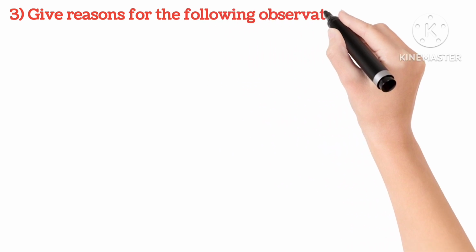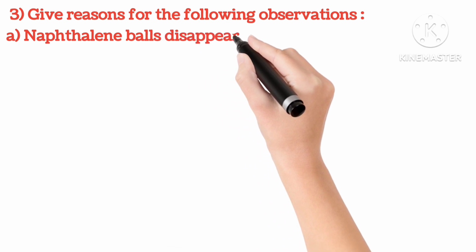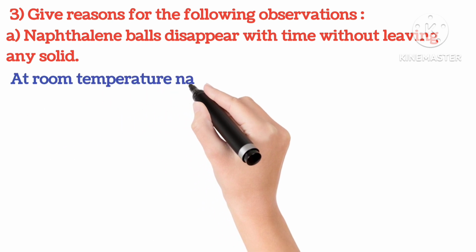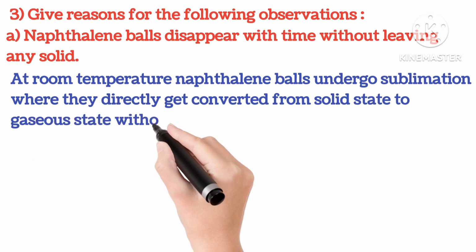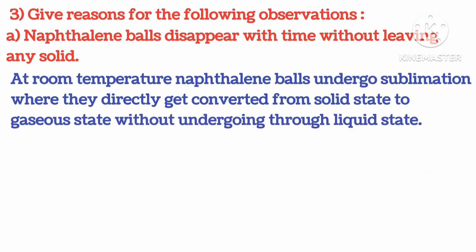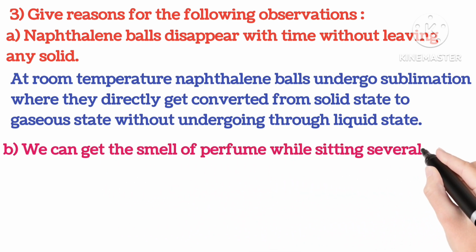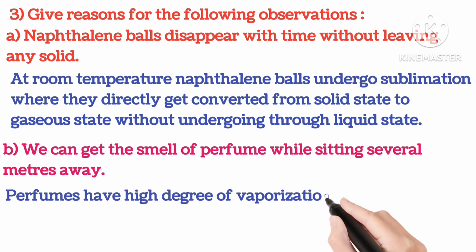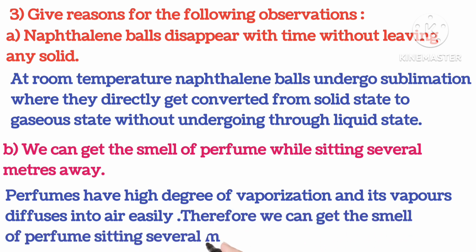Give reasons for the following observations. Naphthalene balls disappear with time without leaving any solid. At room temperature, naphthalene balls undergo sublimation, where they directly get converted from solid state to gaseous state without going through the liquid state. We can get the smell of perfume while sitting several meters away. Perfumes have a high degree of vaporization and its vapor diffuses in air easily. Therefore, we can get the smell of perfume sitting several meters away.